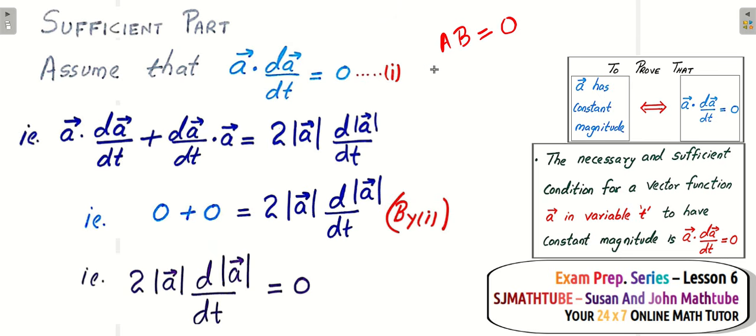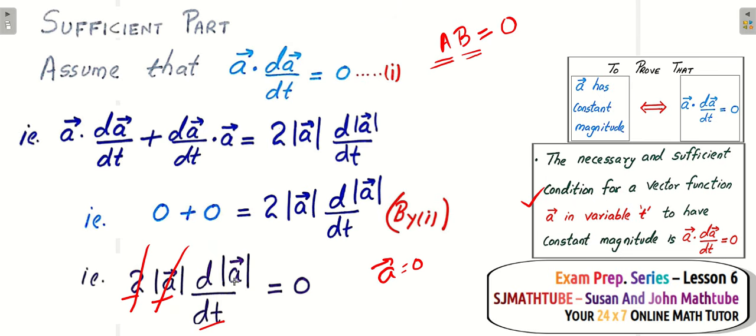Of course, it implies either A will be 0 or B will be equal to 0. So we have something like that over here: A into B into C is equal to 0. Two cannot be 0. And modulus of A cannot be 0, because if modulus of A equals 0, then A is a 0 vector. And A being a 0 vector, this theorem will be trivial.